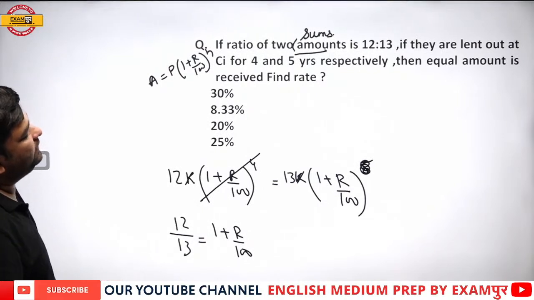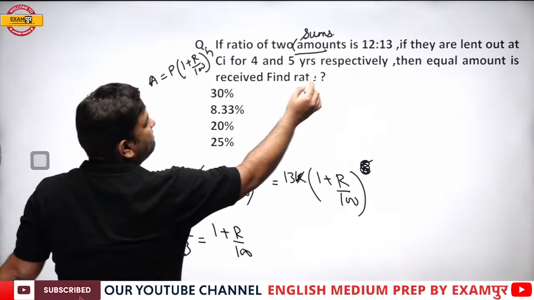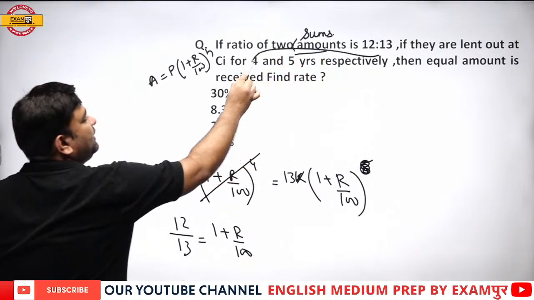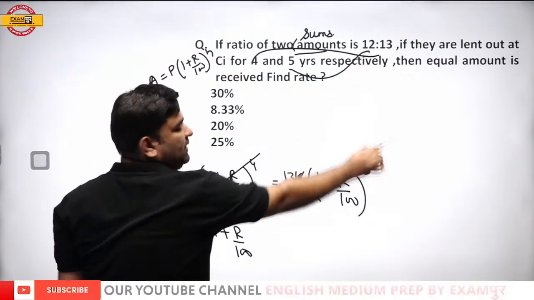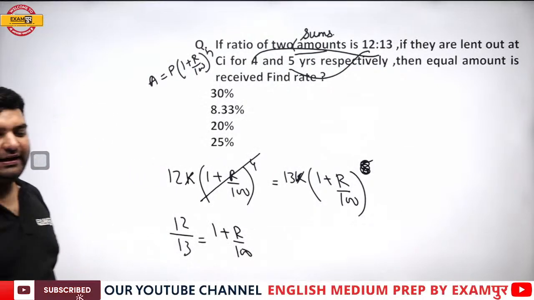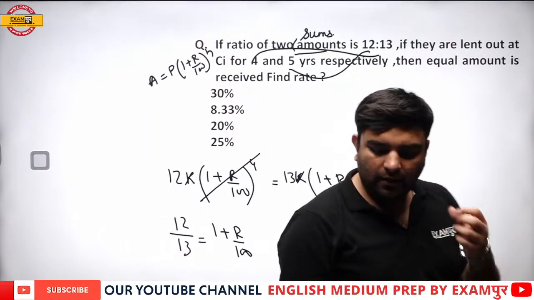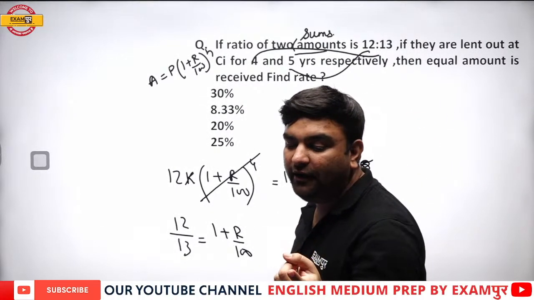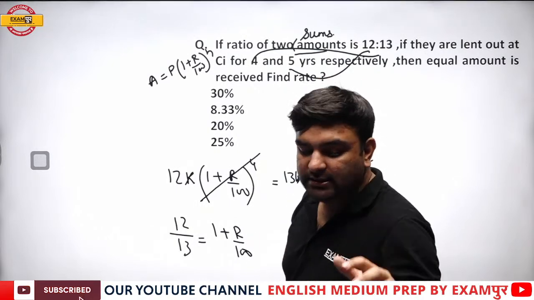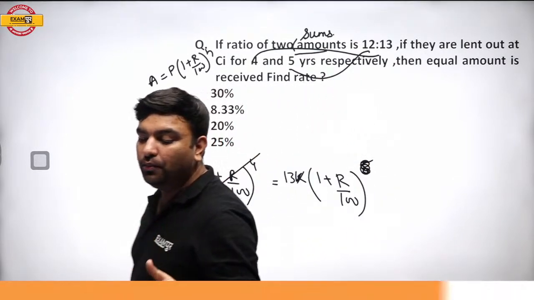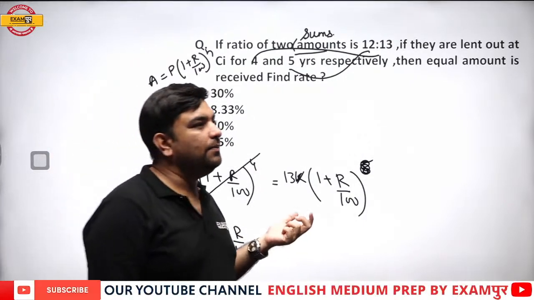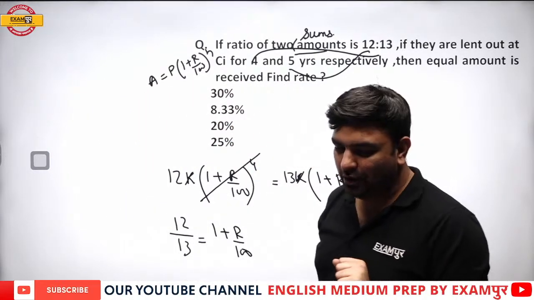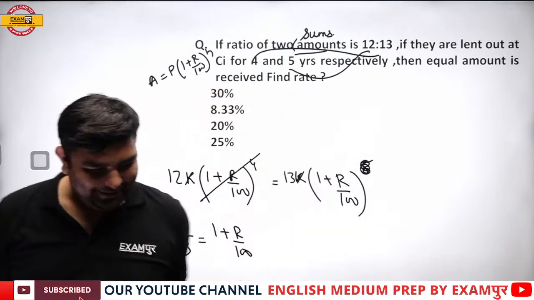Why it is coming negative? Bigger amount should be at a smaller time and smaller should be for the bigger time. Technical error. A smaller amount should be lent for the more time. Then only it can become equal to the more amount lent for the smaller time. Technical error. मजा आ गया.